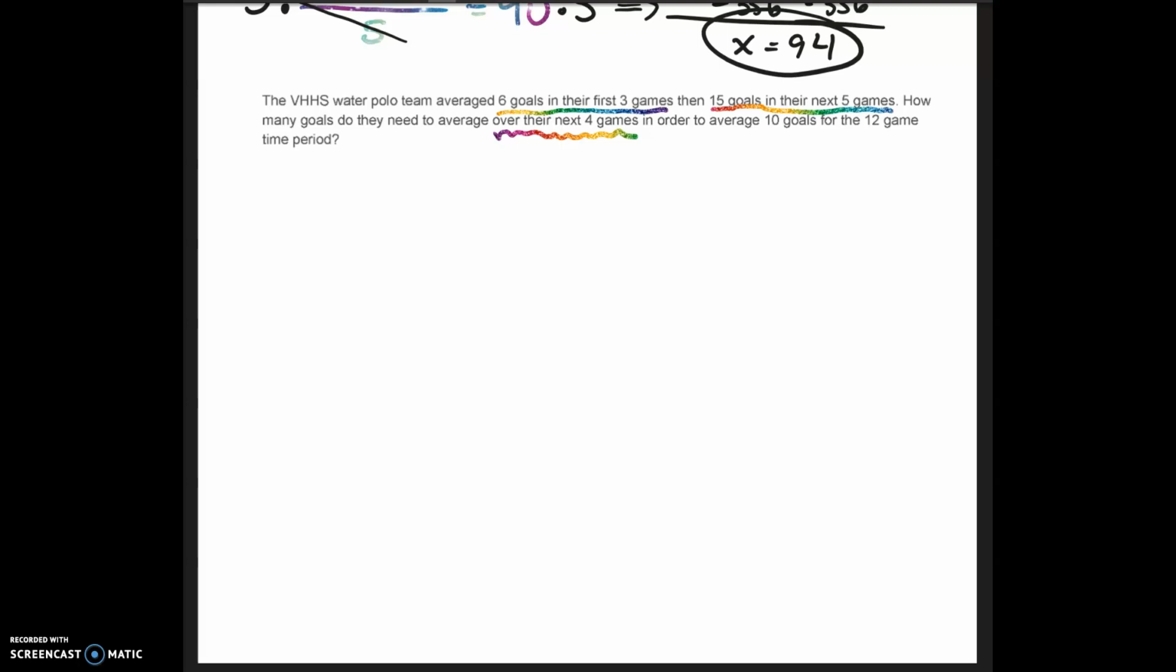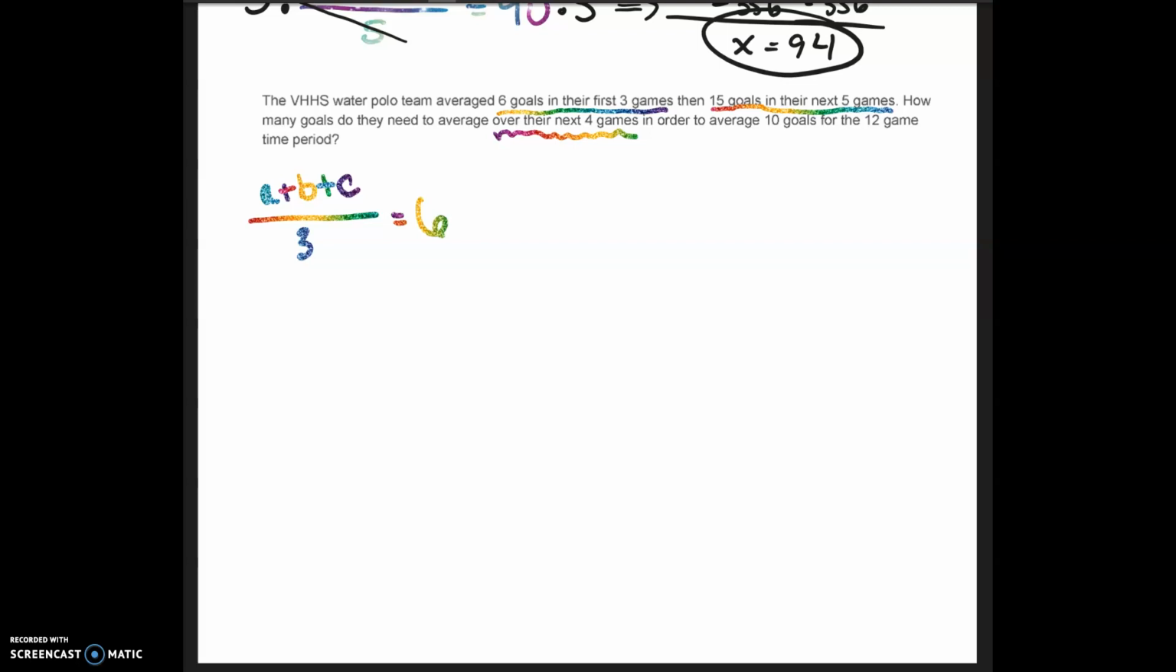This can get a little tricky. We can't necessarily say exactly how many goals they scored in the first 3 games, but we know that if in the first 3 games we were to add up those 3 goal numbers and divide by 3, the number that we have, we know that their average was 6.